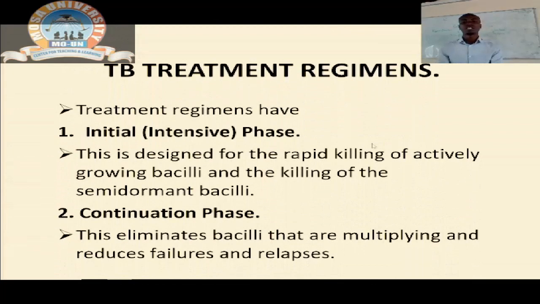TB treatment regimens. The first stage is the initial phase. This is designed to kill the rapidly growing bacilli and also the semi-dormant bacilli. The second one is the continuation phase, where we reduce the multiplication of the bacteria and also reduce failure and relapse.